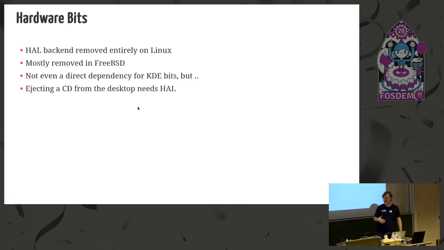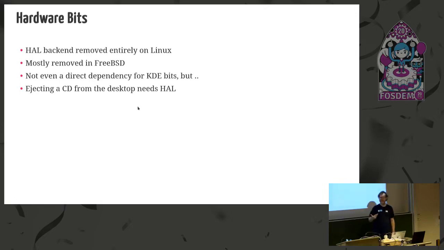The HAL backend on the Linux side in the KDE code base has been removed entirely because nobody uses that anymore. They have better things, namely udev. Thank you. It's been almost entirely removed for the FreeBSD side, except for one little bit, and that's ejecting the CD. So, and that's why we have a package message saying, turn on HAL.